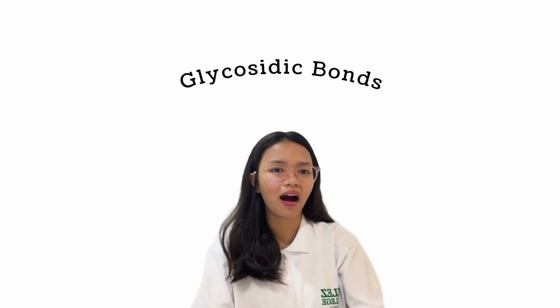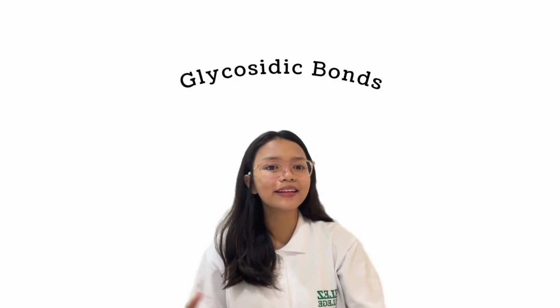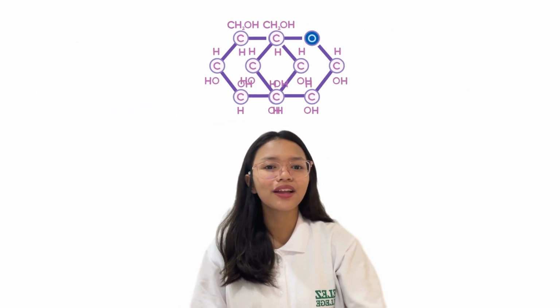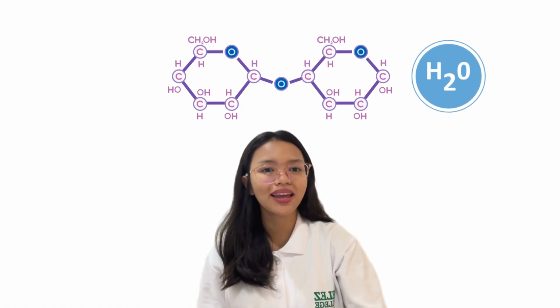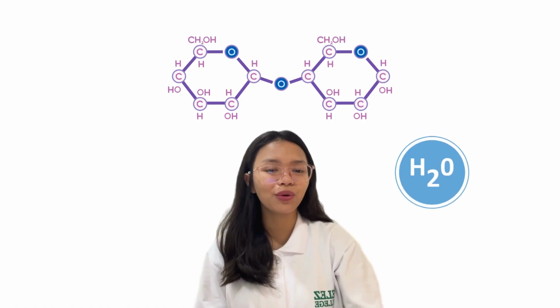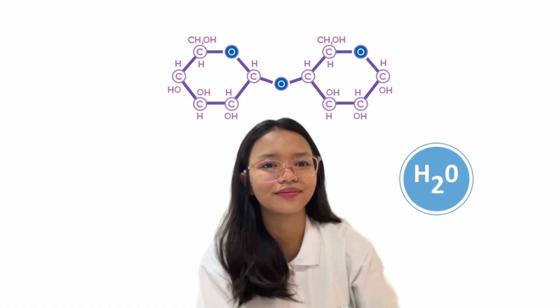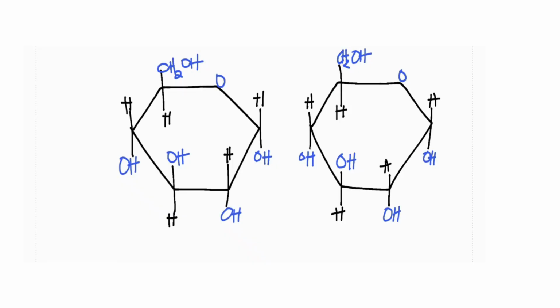Now let's discuss the process of disaccharide formation. We have what we call glycosidic bonds, which is a covalent bond that forms between two monosaccharides through the dehydration synthesis reaction, meaning a water molecule is removed during the process. Here's how it works step by step. Two monosaccharides approach each other, then their hydroxyl groups interact. Next, a water molecule is eliminated and a glycosidic bond forms. And finally, a disaccharide is produced.